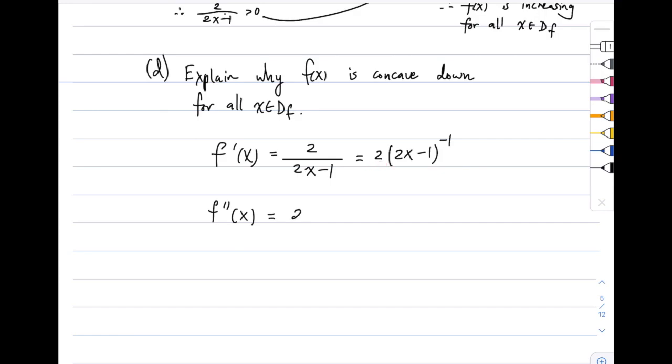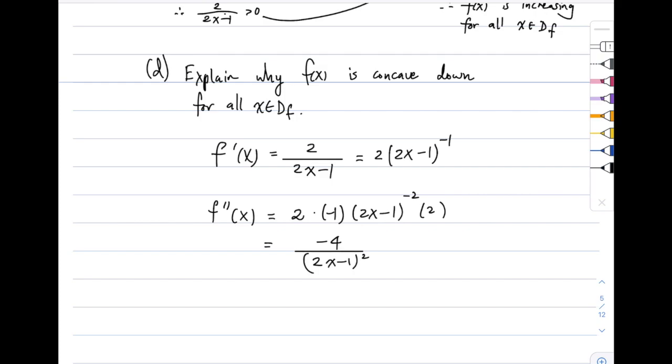So you just have 2 times. The -1 will come down, so -1, leave the inside function alone, and subtract 1 from the power. Then you multiply by the derivative of the inside function, which here is 2. So in total, we have 2 times 2 times -1, which is -4, divided by 2x minus 1 squared.